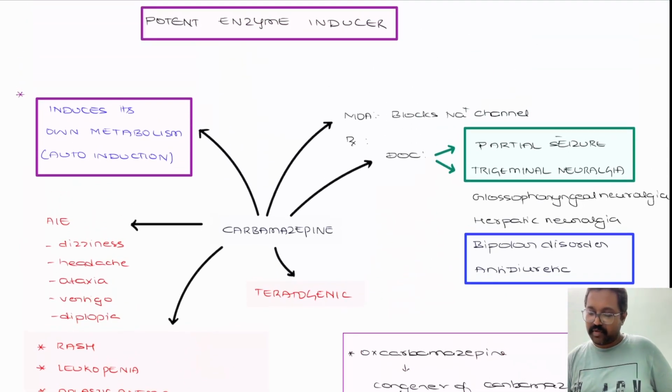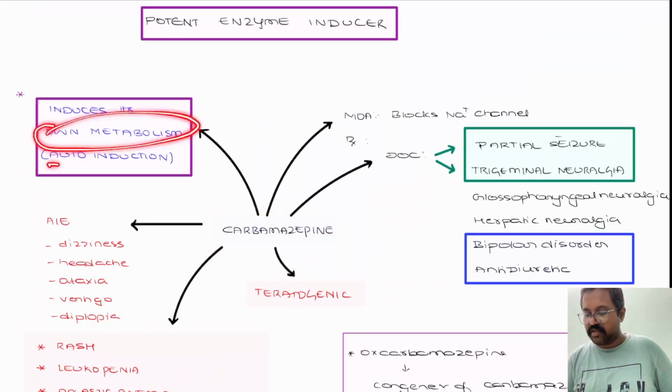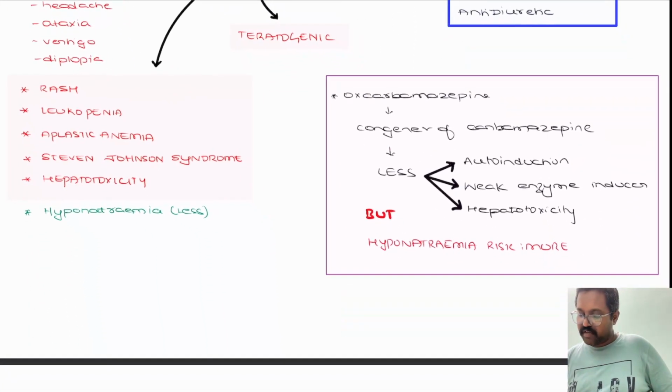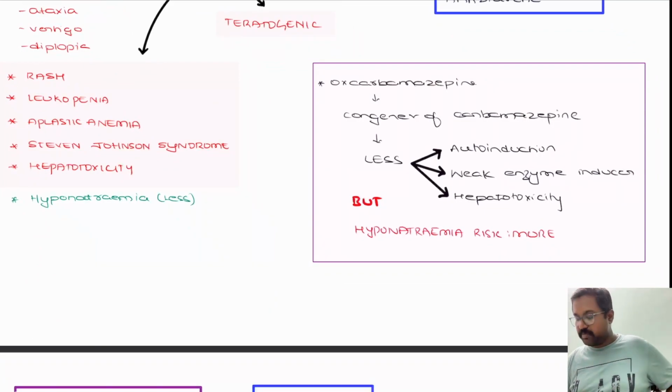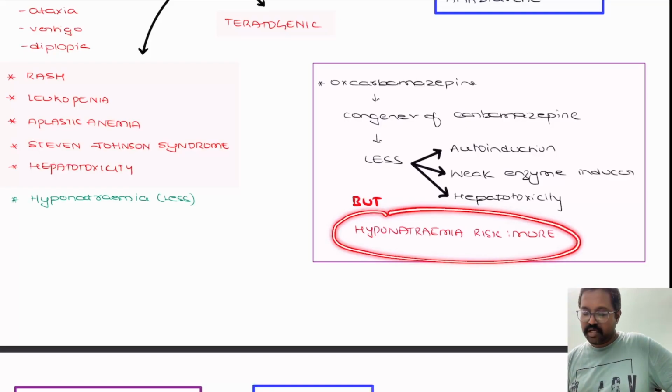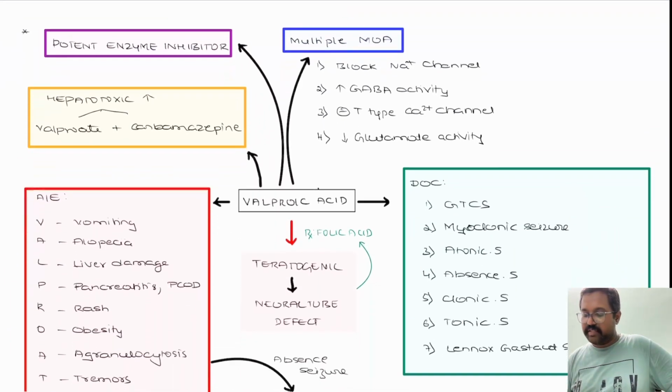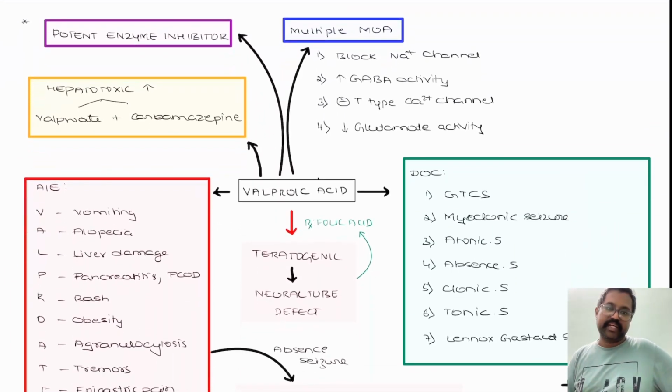Carbamazepine has the autoinduction. Please remember, carbamazepine has its own metabolism, so it is called autoinduction. It induces its own metabolism, which is not seen with oxcarbazepine. But with respect to oxcarbazepine, the hyponatremia risk is more, whereas in case of carbamazepine, hyponatremia is very less in nature.